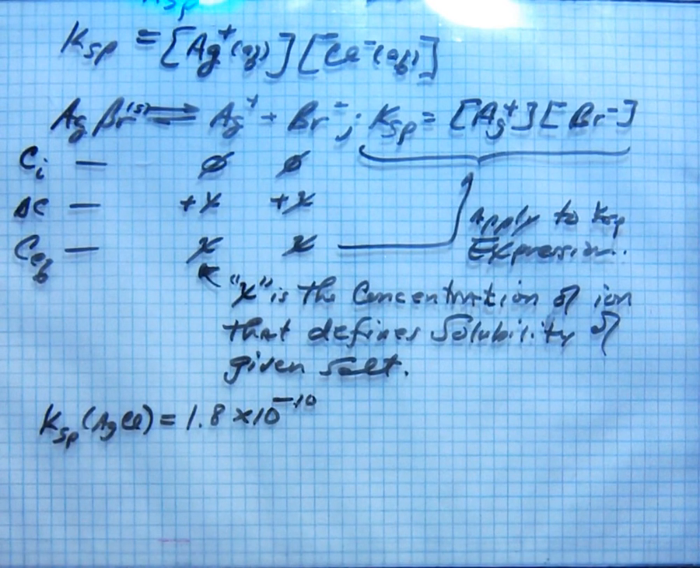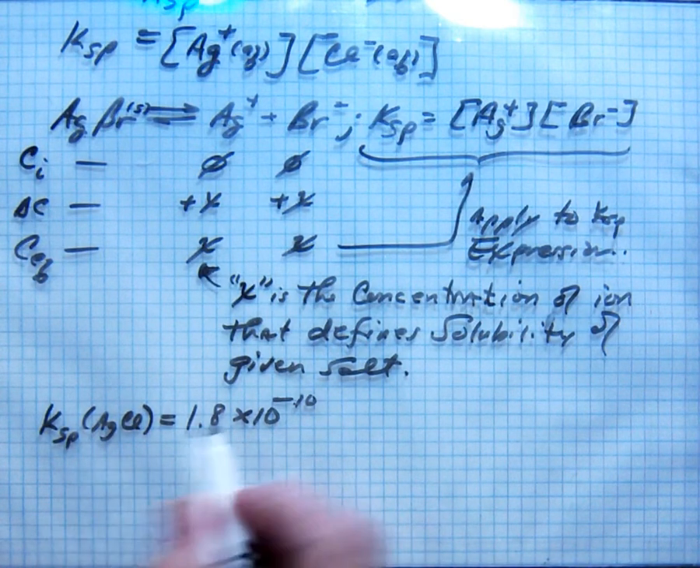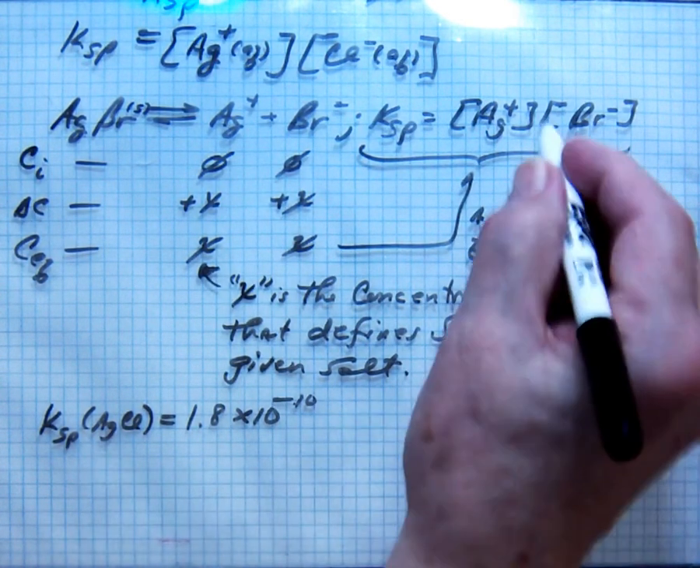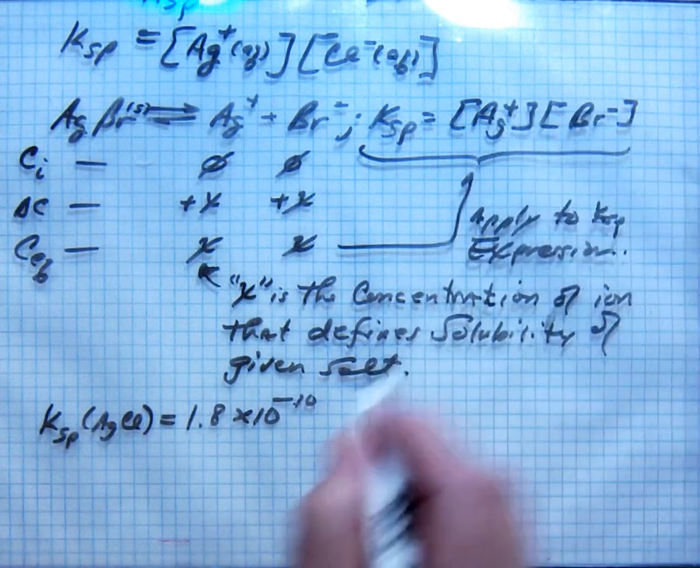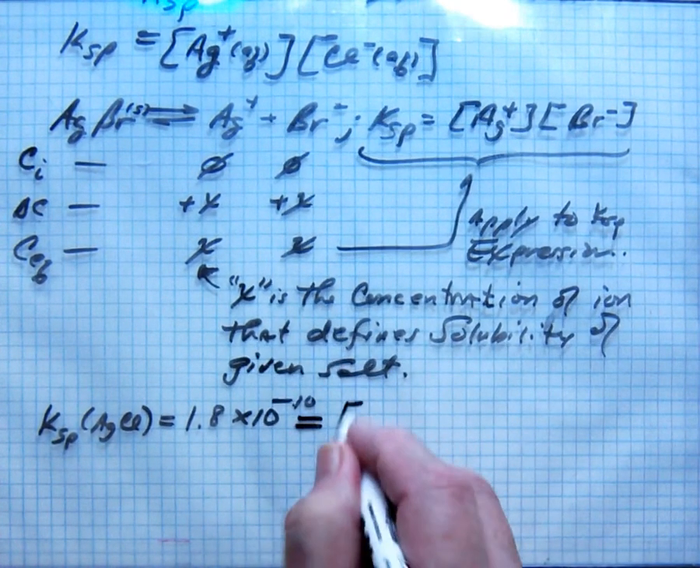No units are needed here. So that minus 10 tells you there aren't many ions floating around in solution. Very, very low concentrations, right? Okay, extent of reaction is very low. Ksp is equal to the silver concentration and the bromide concentration. So we come right out here.